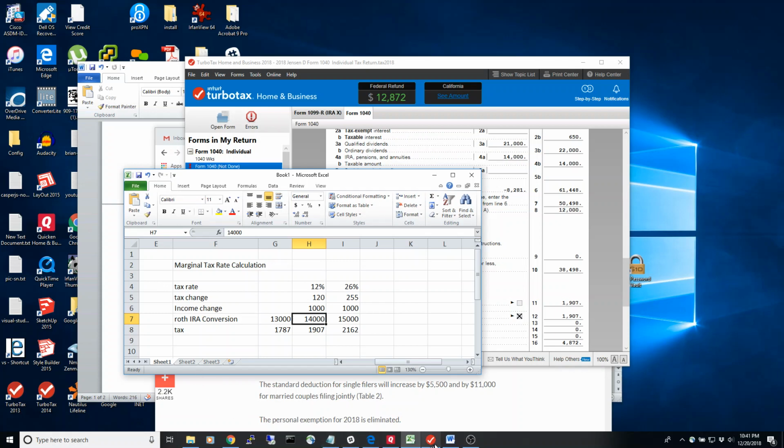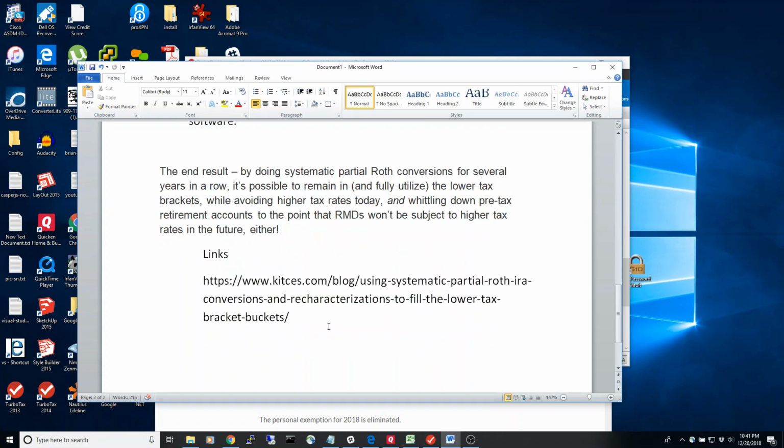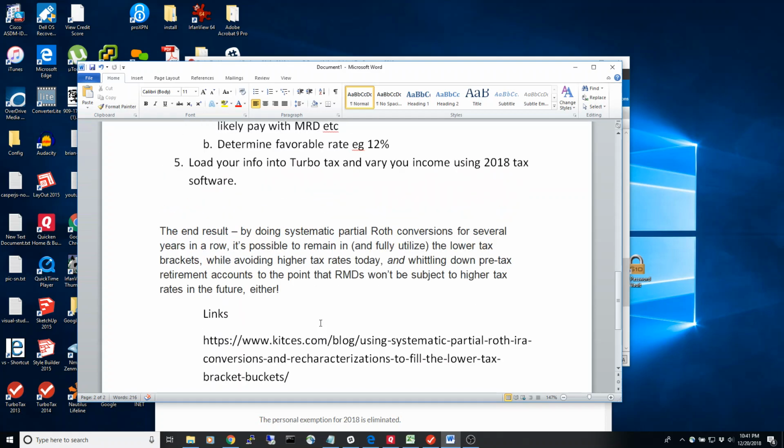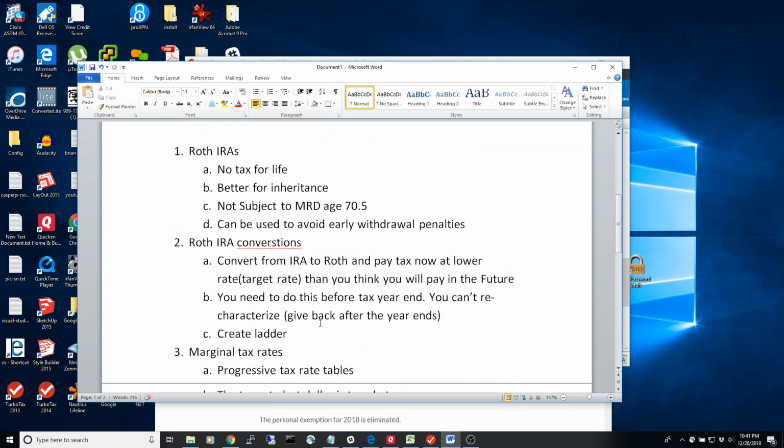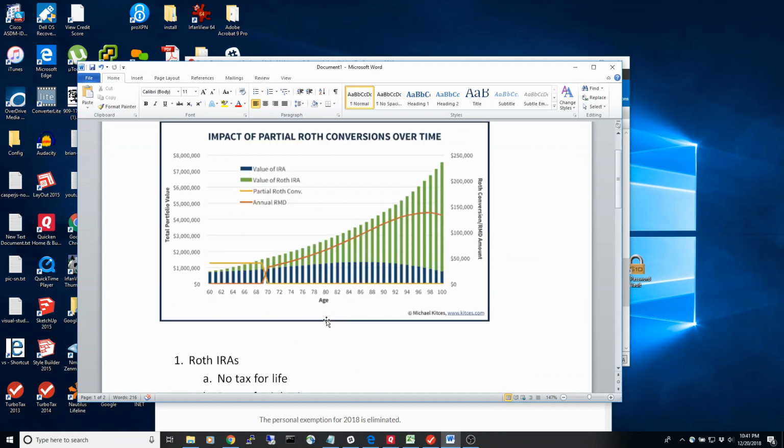I've also got a very good article by Michael Kitces on the conversion, but there's a lot on IRA conversions and very little on calculating the marginal tax bracket in TurboTax. So I hope that this will help you in your retirement. Thank you.